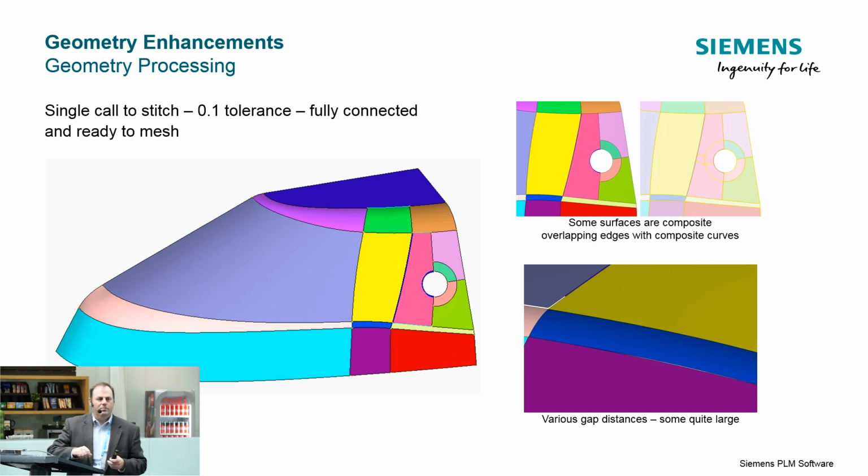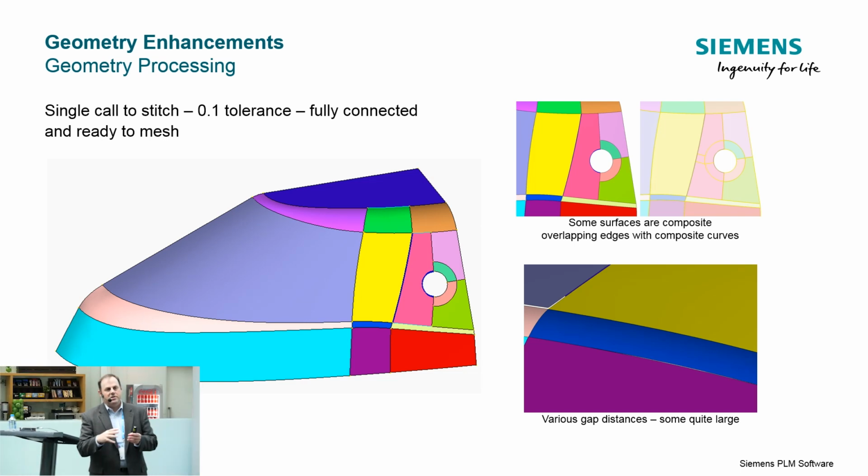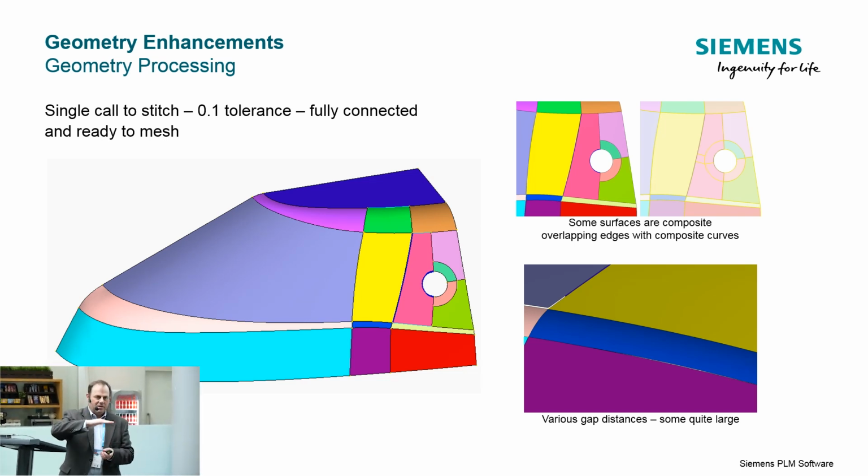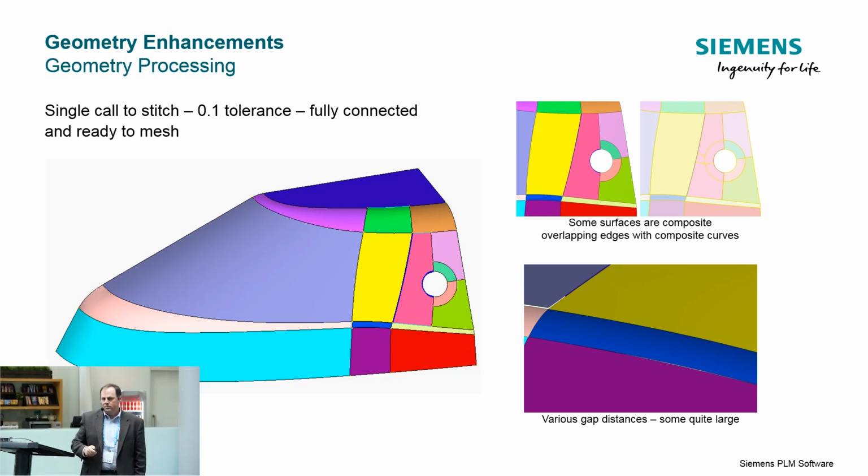Sorry? It will use it? It's basically going to stitch the part at one tolerance, then it's going to keep increasing it until it gets to the tolerance that you specified. So it doesn't do the whole thing all at once. Okay. Yeah.